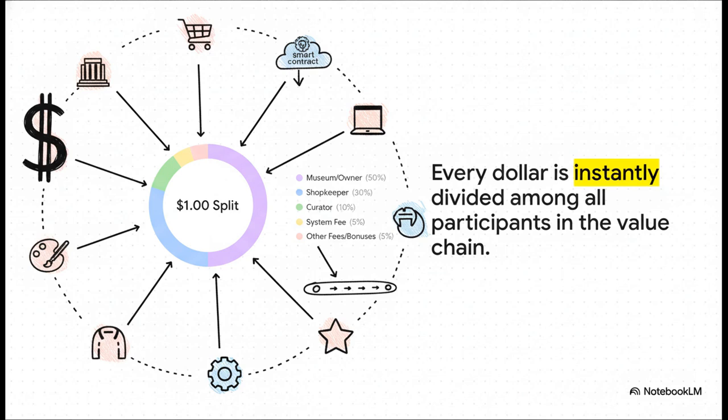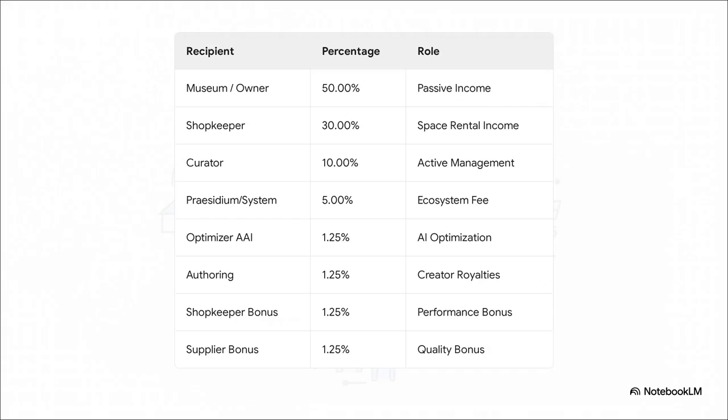See, that dollar doesn't just land in one person's bank account. Nope. The instant it's created, the system's smart contract slices it up into 8 different pieces. Every single person or entity that had a hand in creating that value gets their share right then and there. And here's exactly how that dollar breaks down. The biggest slice, 50 cents, goes straight to the owner of the art or asset as passive income. Another 30 cents goes to the shopkeeper for providing the space. 10 cents goes to the curator for their active management.